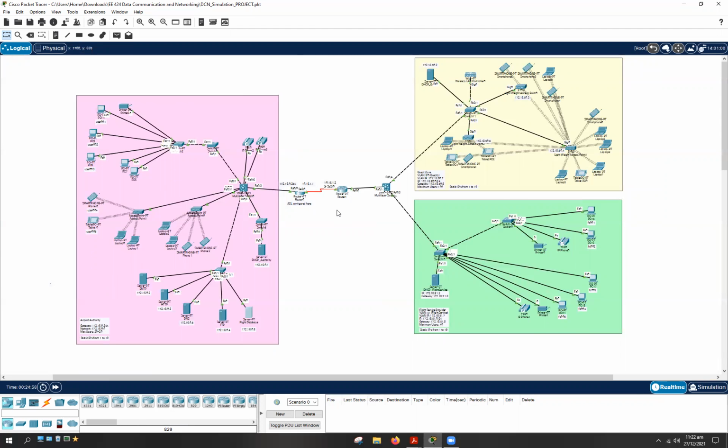Right, so I will also attach the file for this Packet Tracer simulation with this video, so that if someone wants to modify it or implement it by themselves, they can do it. Right, so I think this concludes the presentation as far as this project goes, and if I do make some changes to the simulation or implement some attacks such as DoS and DDoS, I will upload an update video.